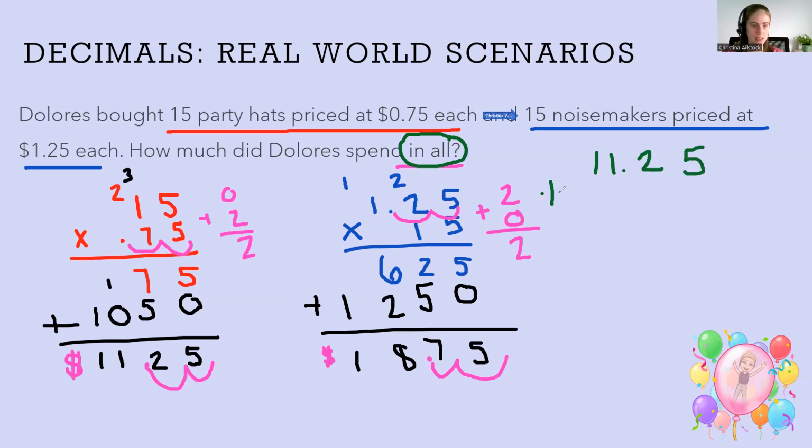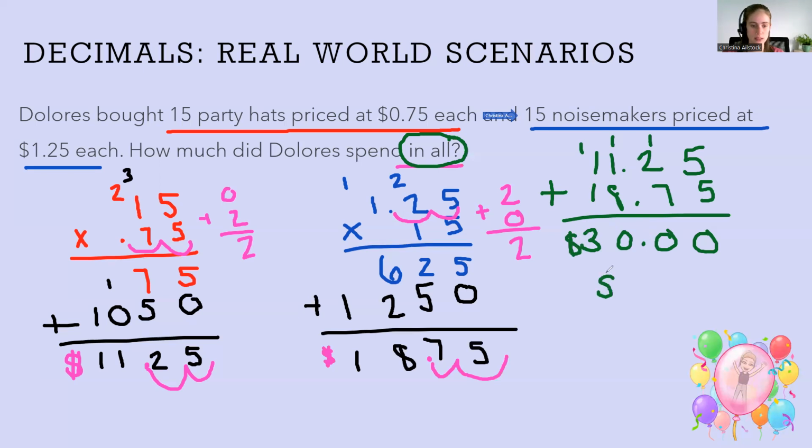So she spent $11.25 on party hats, $18.75 on noisemakers. When we add that up, 7 plus 2 plus 1 is 10. 8 plus 1 plus 1 is 10, giving us an even $30. How about that? So Dolores spent $30 at the party store getting the hats and noisemakers.